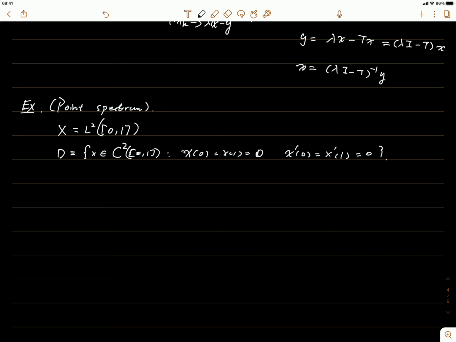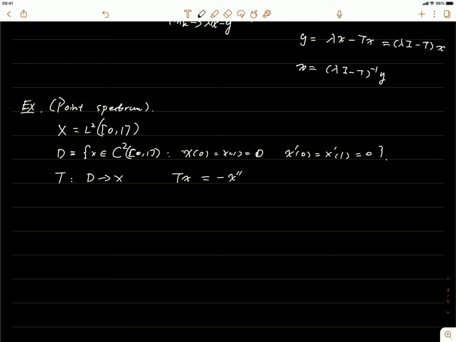Okay, and then I define my closed linear operator T from D to X as the second order derivative. That means Tx, where x is from D, so x is a twice differentiable function, I just define this to be negative x double prime. Okay, so this is the linear operator, and it is easy to show that it's closed. We showed something similar to this.